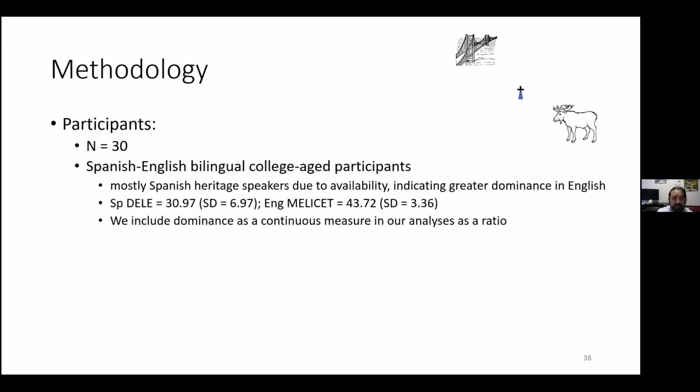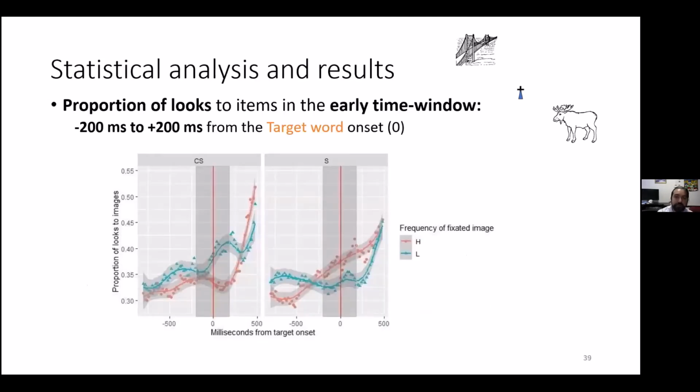For this study, we had 30 Spanish-English bilingual participants. They did vary on several measures, which we'll talk about in a second. And here we're looking at the proportion of looks to the items based on frequency, so whether it was a high frequency or low frequency item.